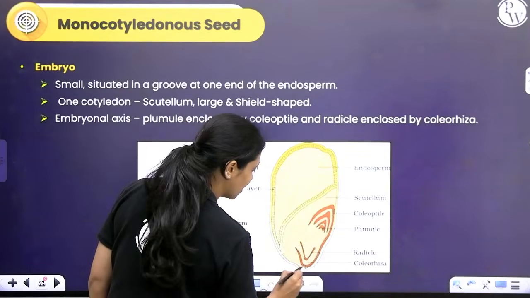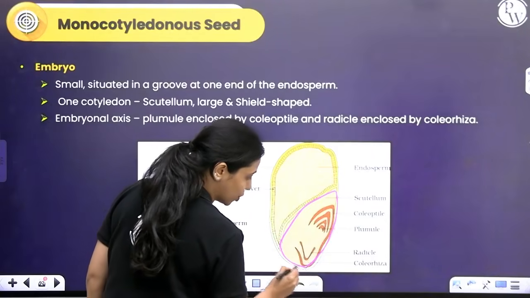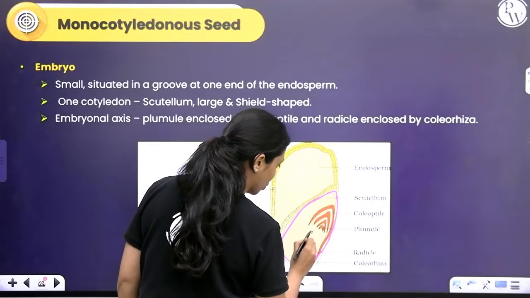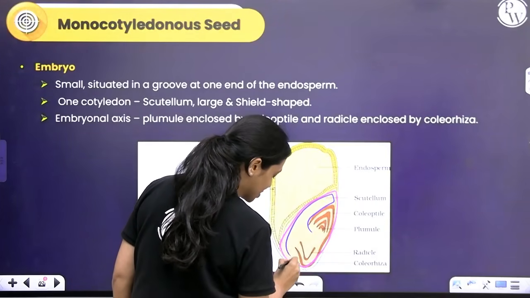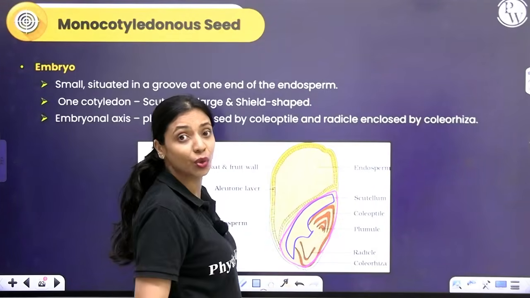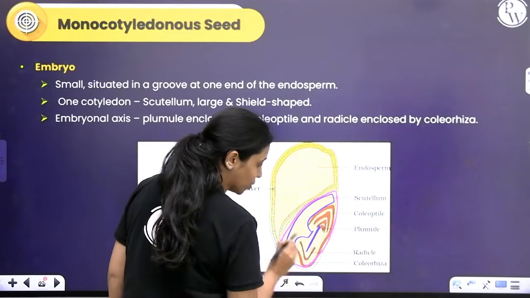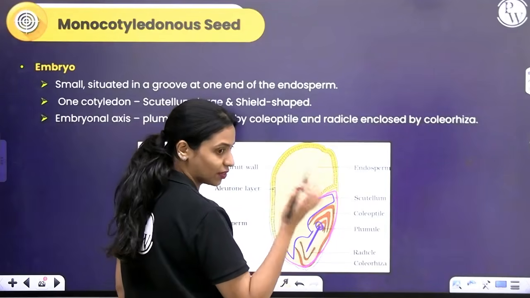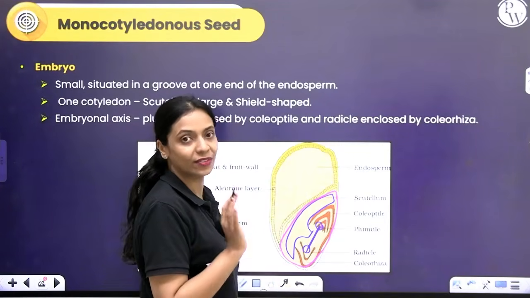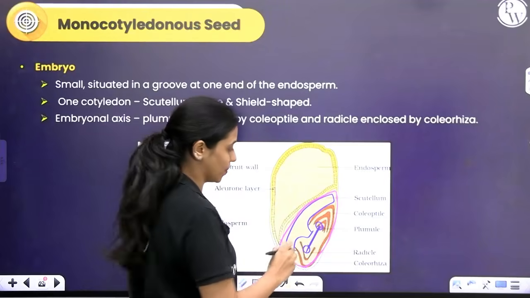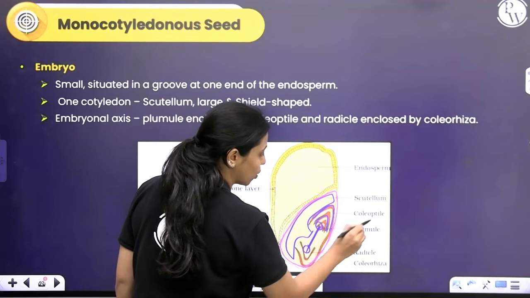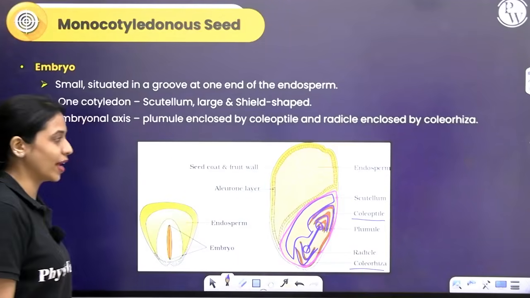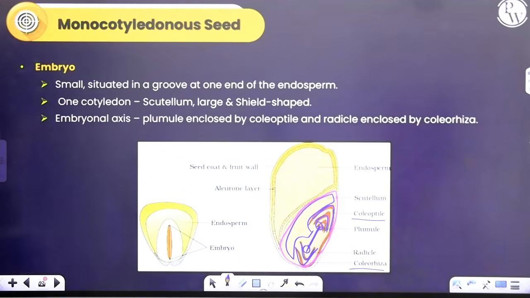If this is the seed, at one corner you can find the embryo. This is the embryo. Whatever I am shading or outlining in blue color, this large shield-shaped single cotyledon, that is called the scutellum. This is the embryonal axis. At the tip of the embryonal axis, at one end you will have the plumule, which will give rise to the shoot system. At the other end you will have the radicle, which will give rise to the root system. The plumule is covered by a sheath called the coleoptile. The radicle is covered by an undifferentiated sheath called the coleorhiza. Okay, that's about the embryo.